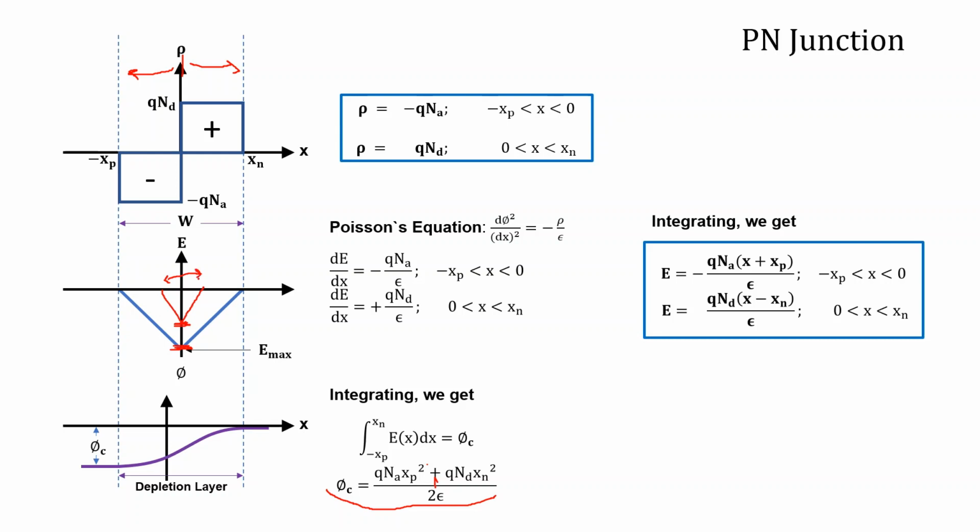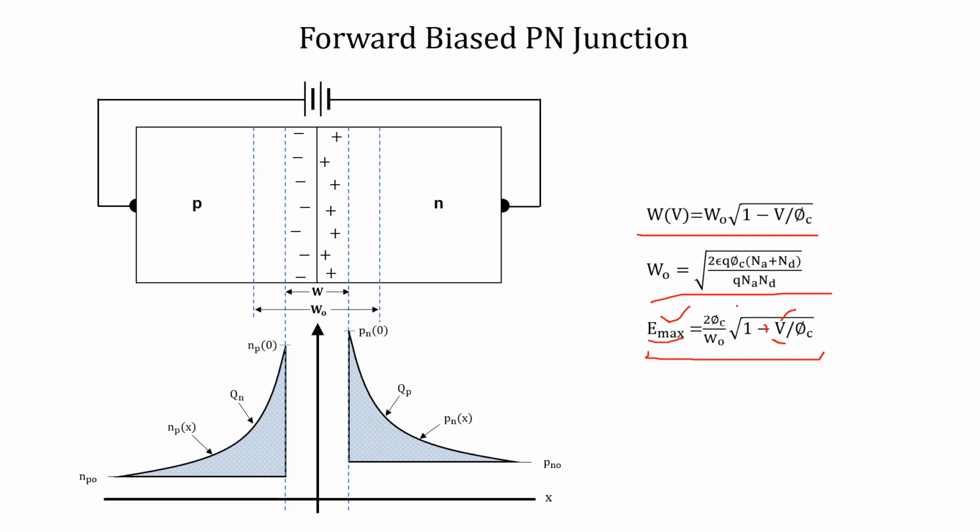So this width of the junction W reduces. Similarly, if you reverse bias the PN junction, then Emax increases, and also the width of the depletion region increases, right? So this can be seen from these expressions.